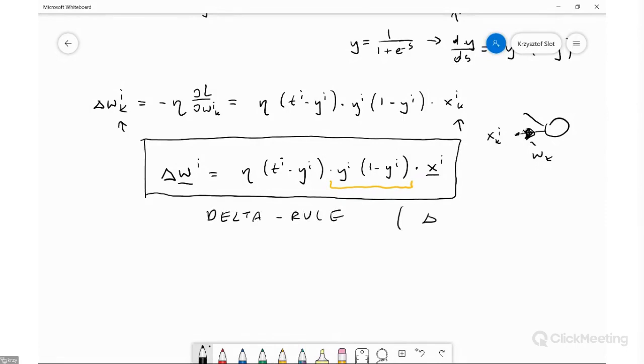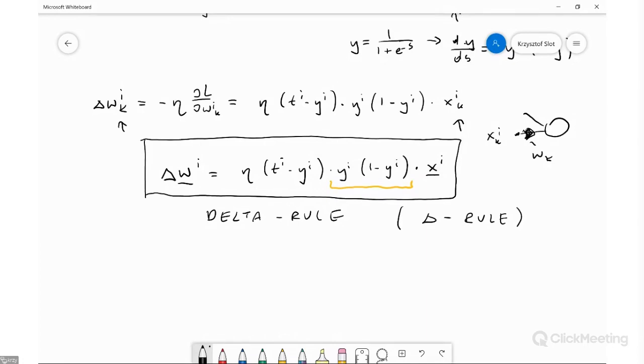Sometimes it is just shortened this way, this convention of naming. And this delta rule is a rule for a supervised training of a neuron. I think it is something for you quite absorbable. I think it is quite clear.